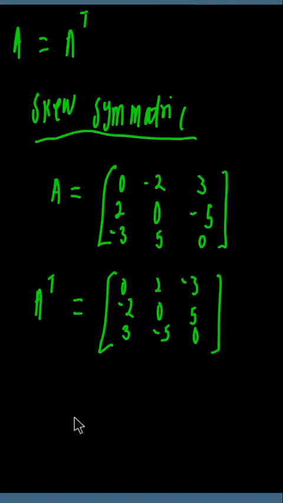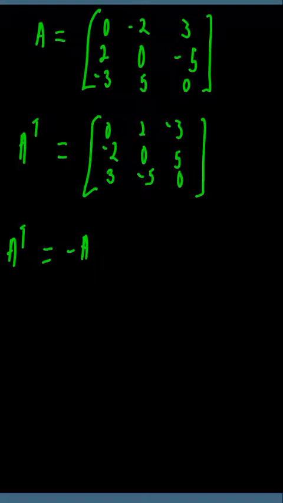Now, A transpose is equal to minus A. What does that mean? It means that matrix A is said to be skew symmetric if its transpose is equal to its negative. Let me illustrate to you. Talking of anti-symmetric or skew symmetric matrix, it is called skew symmetric because when the transpose of the matrix is equal to the negative of that matrix, then it's skew symmetric.